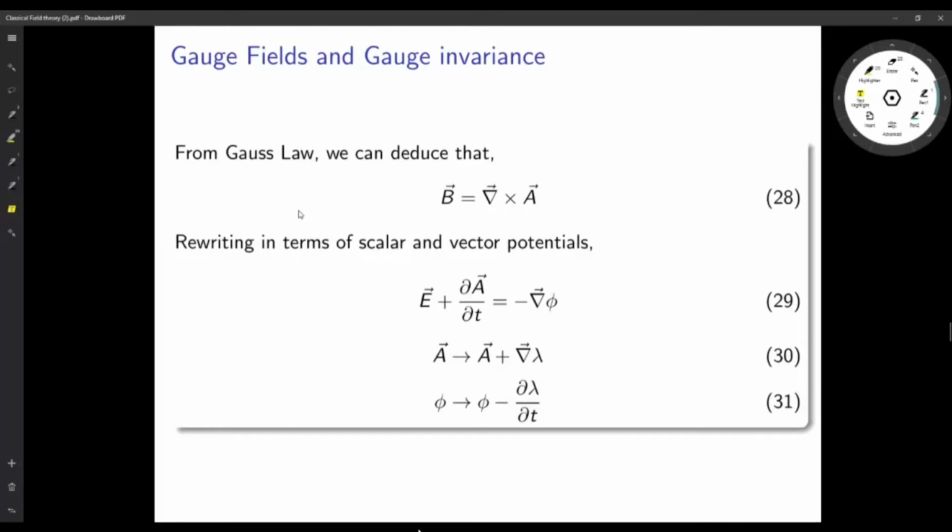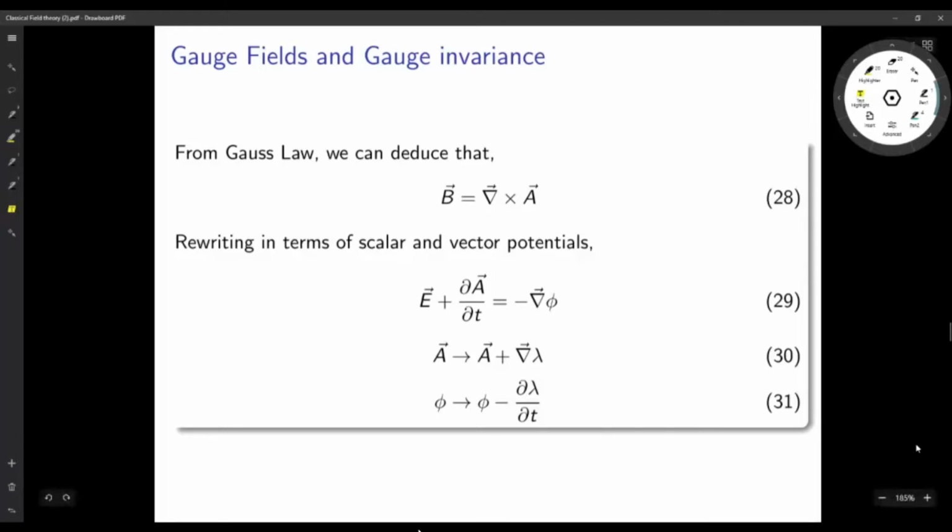So then your scalar and vector potentials: if we rewrite equation number 28, we get equation number 29. So we get E plus ∂A/∂t equals negative nabla phi, where phi is your scalar potential. And A there is your vector potential. Yep. So equation number 30 gives you a very cool invariance.